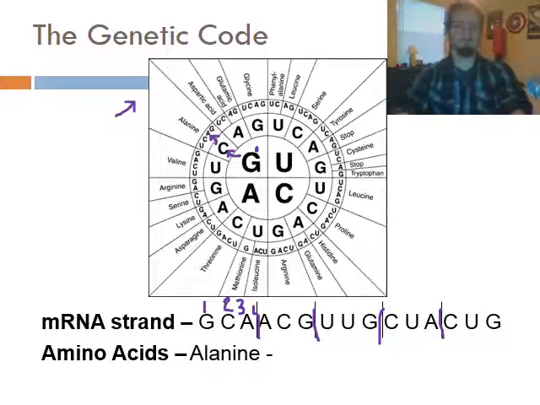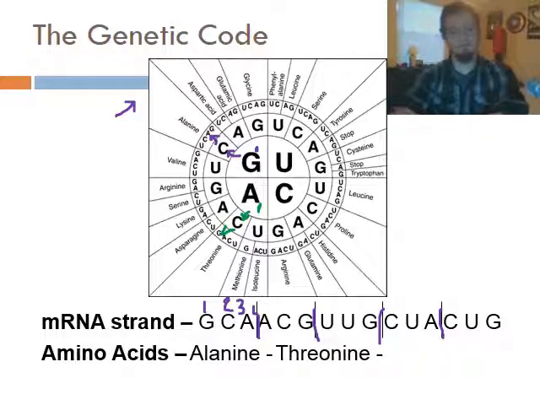How about ACG? If we take a look at this one, we start off with A, we move to C, and then we move to G, which would code for threonine. UUG, we start off with the U, go to our second U, and then we go to G. So UUG would code for leucine.